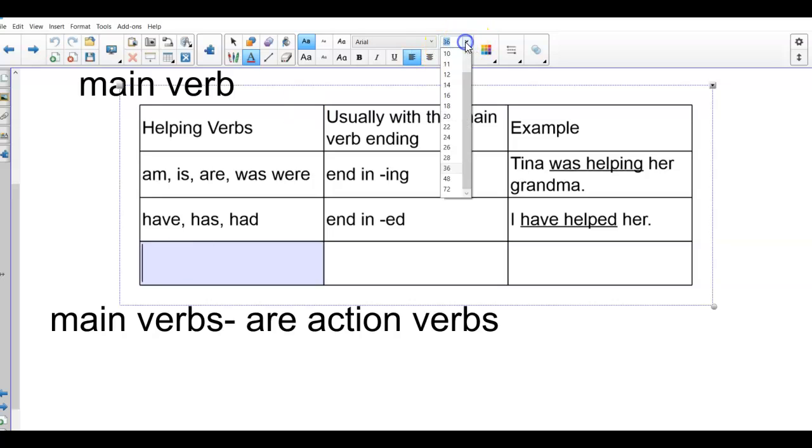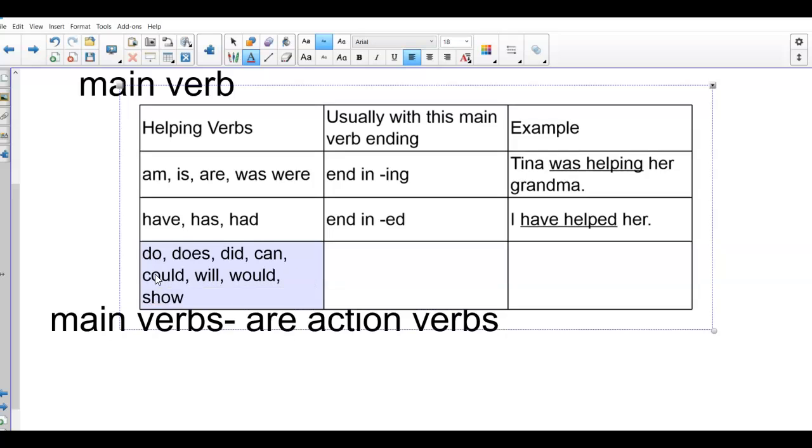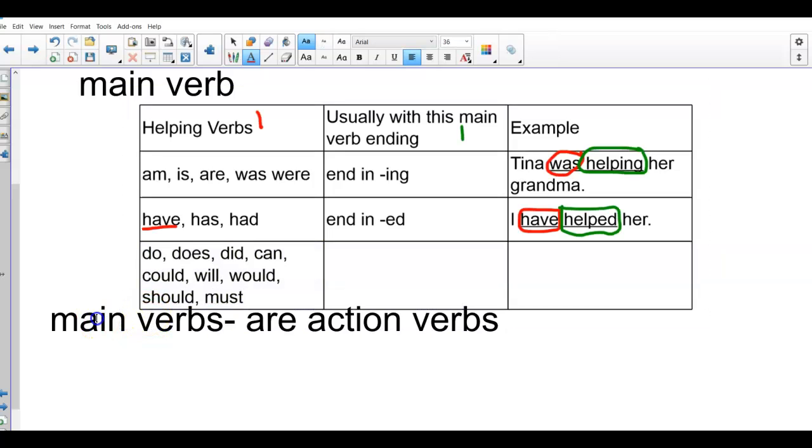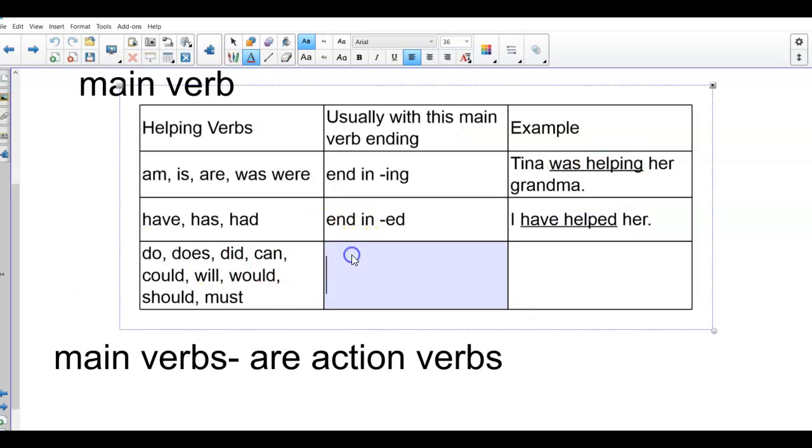So another set of helping verbs that you may come across would be do, does, did, can, could, will, would, should, and must. I'm going to move this down a little bit. Okay? Now there's a lot in that group.